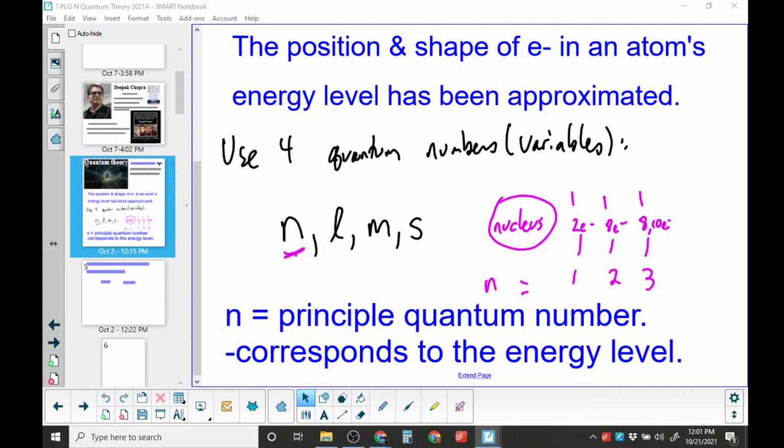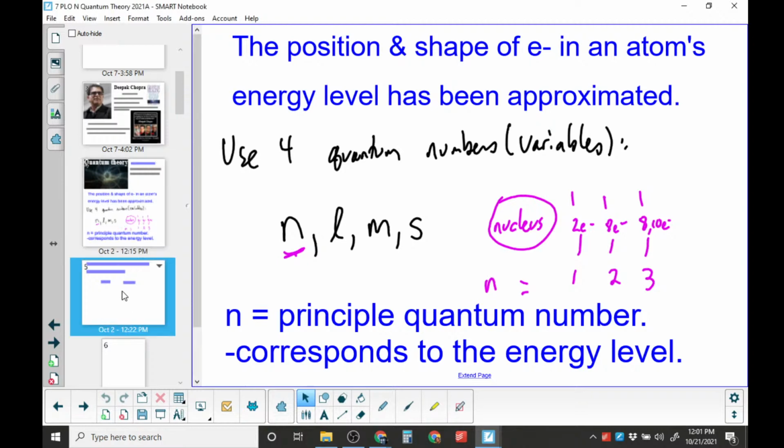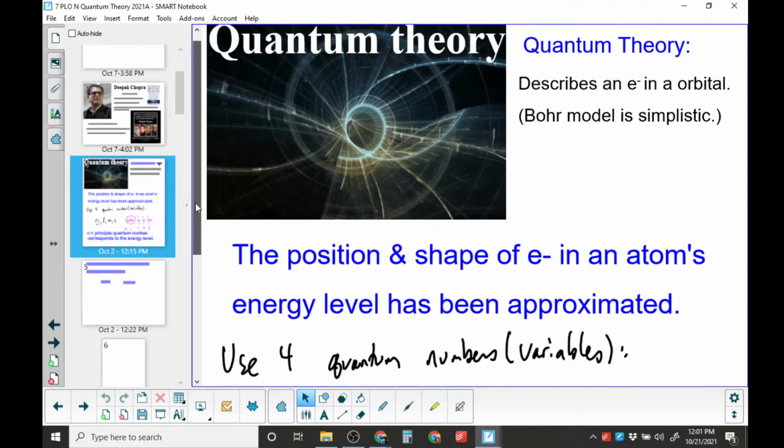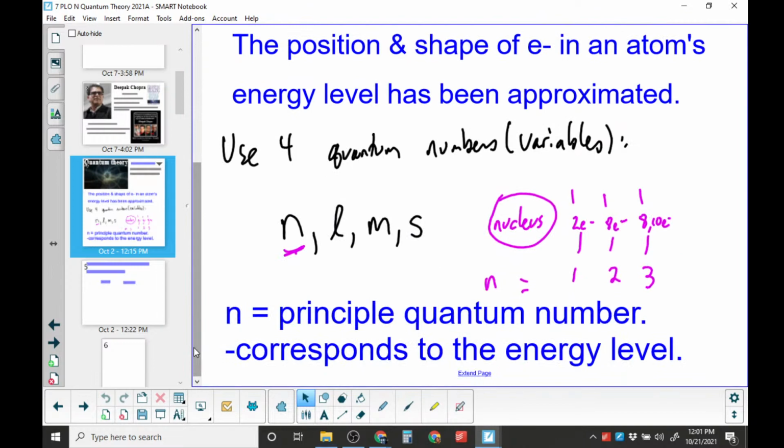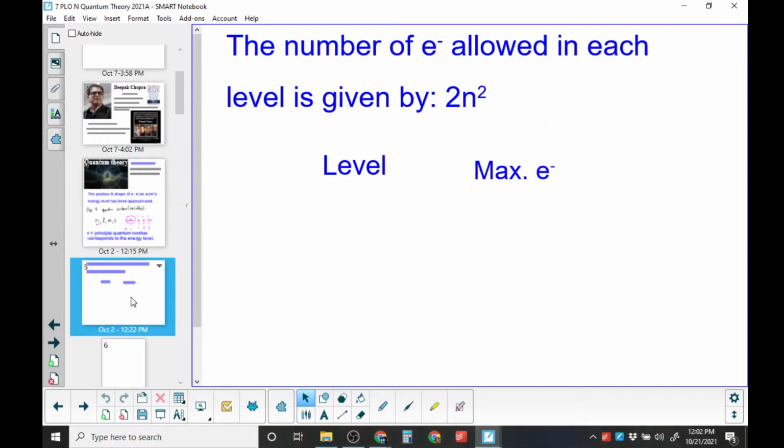So far, quantum chemistry should feel okay, even though we're doing quantum. It's just energy levels 1, 2, and 3. Well, good. Is anybody not finished? Okay. We can calculate the number of allowed electrons in each energy level. It's given by the formula 2n squared.